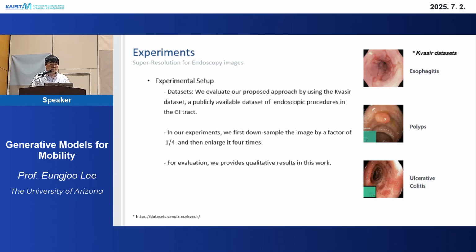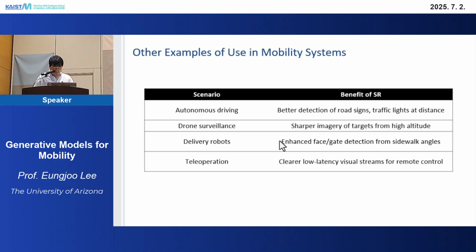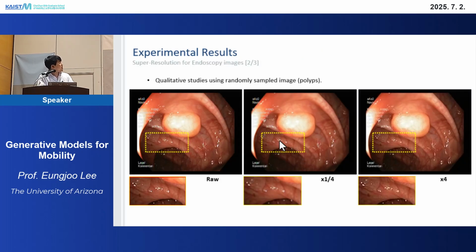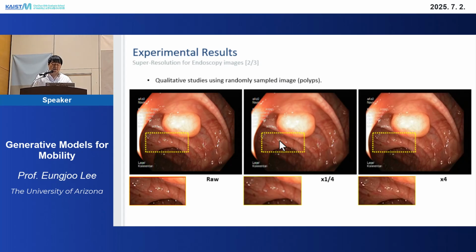So I have used this type of endoscopic image data set, and this is low quality. The center one is low quality of images, and if we are using deep learning-based super resolution technique, I'm not sure how you can see this area, but these vessels have been generated with a better delineation. They have a better sharpening and also better texture.